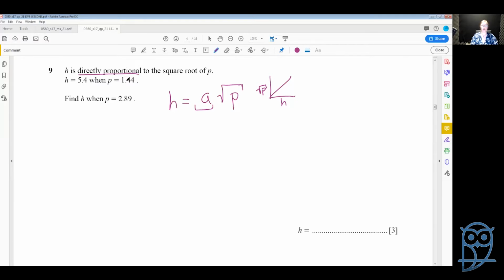So H is 5.4 when P is 1.44. So we can go work out what A is using these values over here. It wants to know what the value of H is when P is 2.89. So we first need to go work out our A value over here. So H is A times root of P, and H is 5.4 when P is 1.44. So we have A root 1.44.